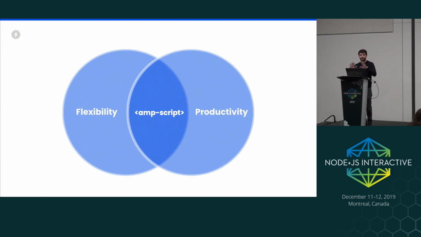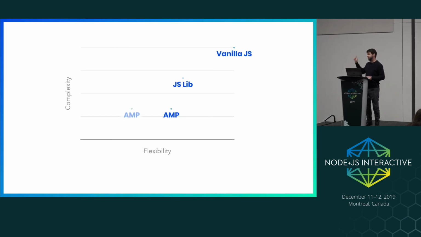And this changes that equation I talked about earlier. With AMP script allowing you to run your custom code off of the main thread, you get to retain the productivity benefits, but you get a little bit more flexible. And as a result, you start to look a little bit more like this. AMP moves to be a bit more capable without being more complex.